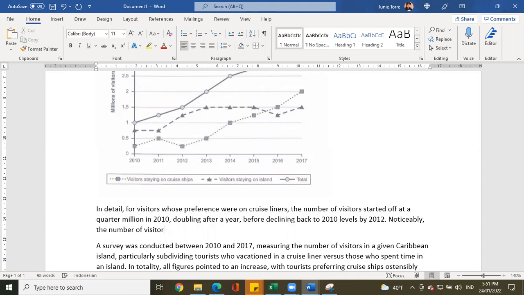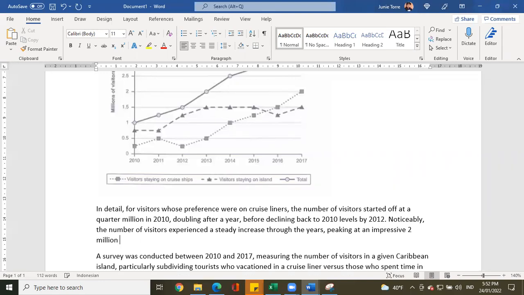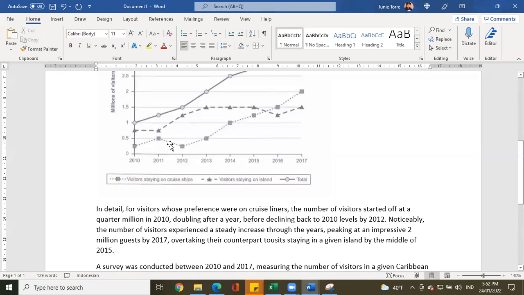the number of visitors experienced a steady increase through the years, peaking at an impressive 2 million visitors, 2 million guests by 2017, overtaking their counterpart tourists staying on a given island by the middle of 2015. Okay, that's it. That's the end of that particular graph.